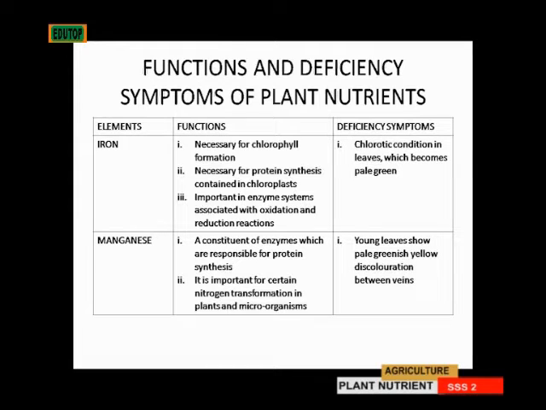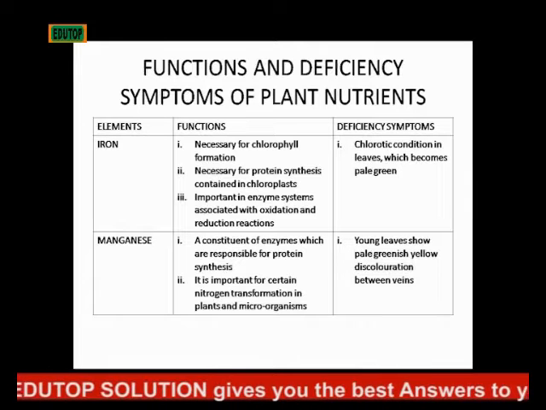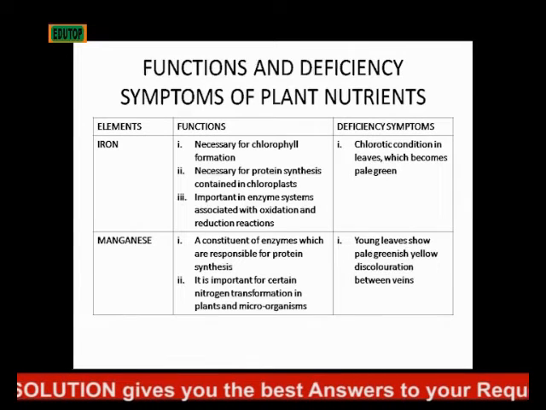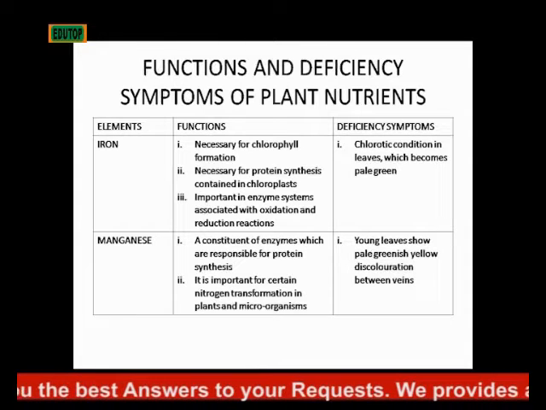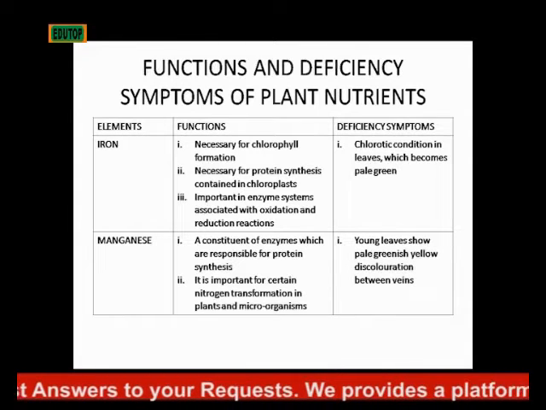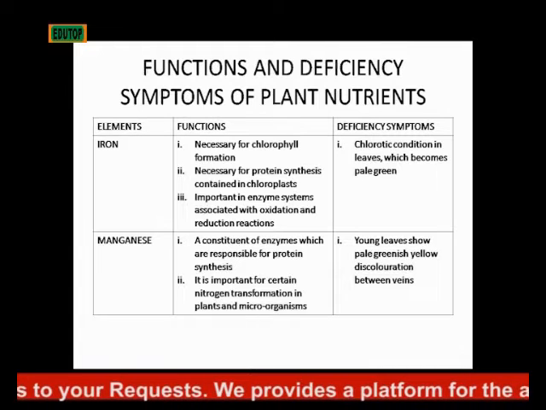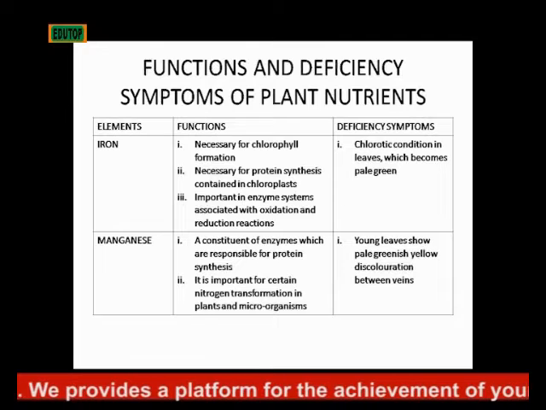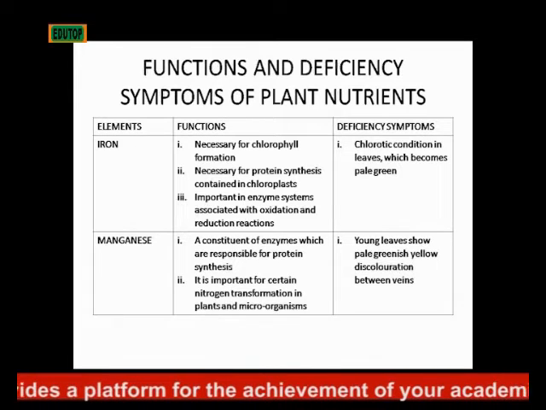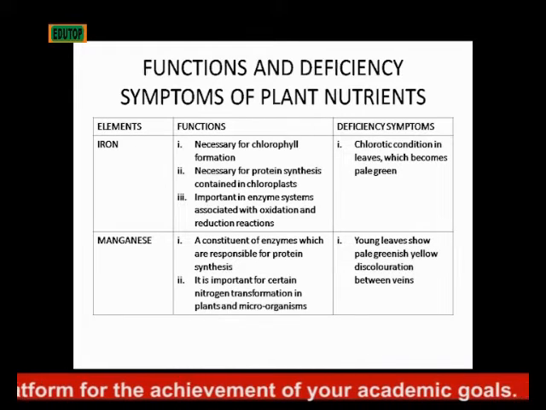Then the next element is manganese. Manganese is a constituent of enzymes which are responsible for protein synthesis, and they are also important for certain nitrogen transformation in plants and microorganisms. The deficiency symptoms of manganese is that young leaves show pale greenish yellow discoloration between the veins.